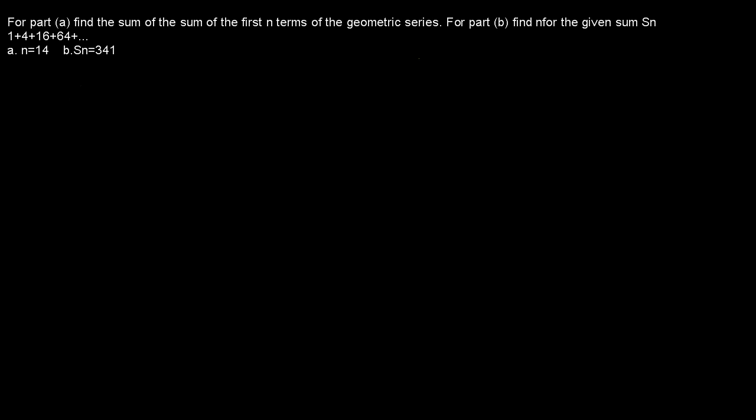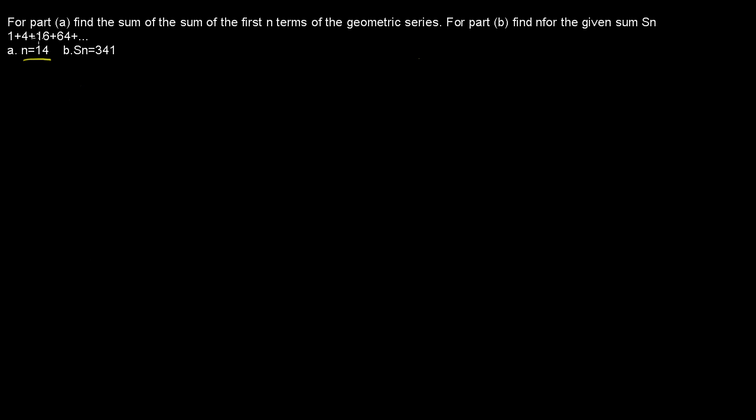Alright, so here's your problem. For part A, find the sum of the first n terms of the geometric series, and for part B, find n for the given sum S sub n. The sequence given is 1 plus 4 plus 16 plus 64 plus, and it continues. For part A, the n value given is n equals 14, so it wants us to add up the first 14 terms.